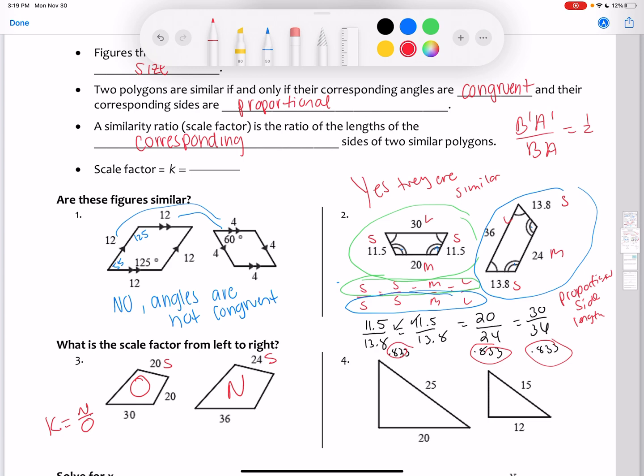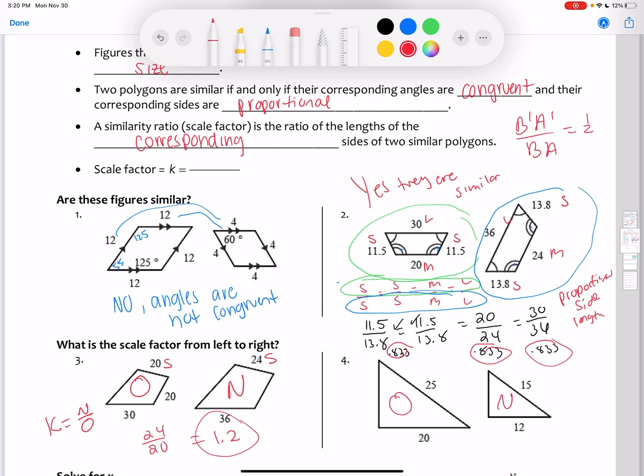Like KNO, so like knockout, get it? Okay. All right, so we have 24 over 20, whatever that value ends up being, 24 over 20, that is my scale factor. So that's 1.2. And that's the answer.